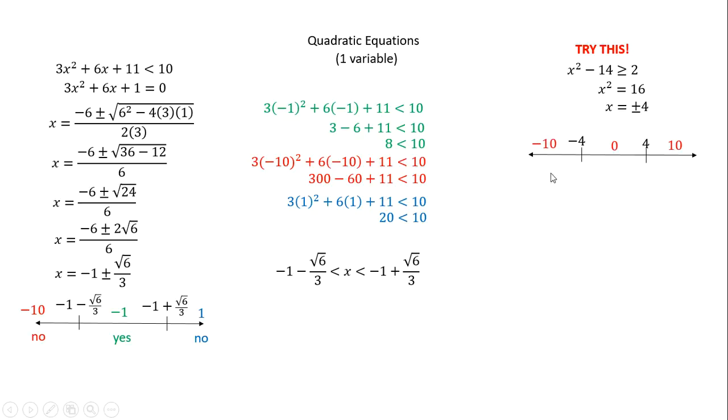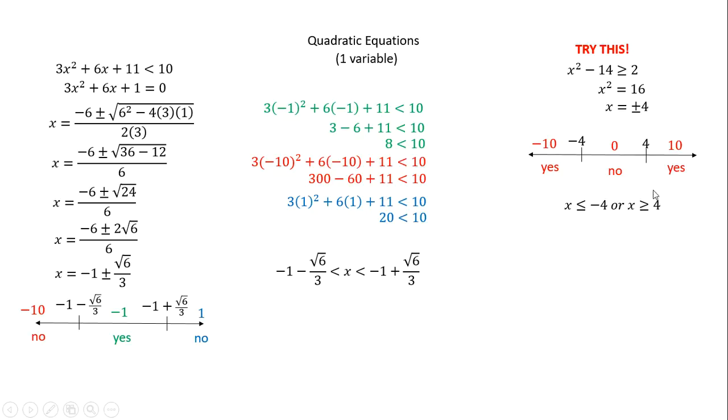We need some values: zero in between them, and negative 10 and 10 are well outside, and then just plug them in. Negative 10 squared is 100 minus 14, which is definitely bigger than 2. 10 squared is also 100 minus 14, also bigger than 2. 0 squared is 0 minus 14, which is negative, not bigger than 2. So here we have below negative 4 and above 4. So x is less than or equal to negative 4, or x is greater than or equal to 4.